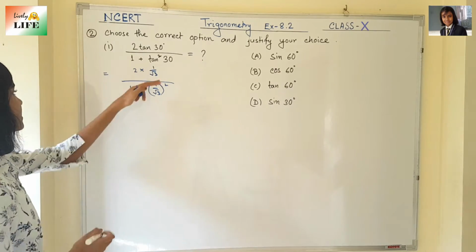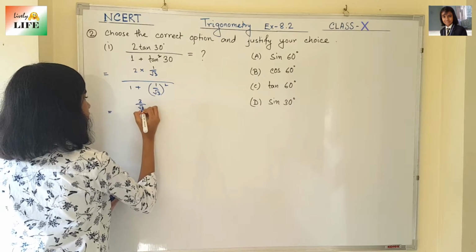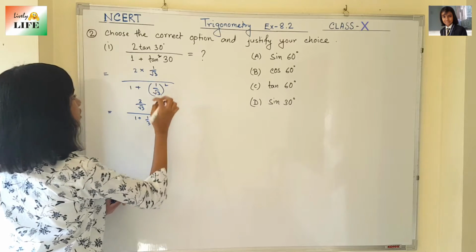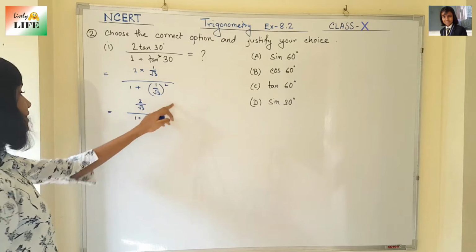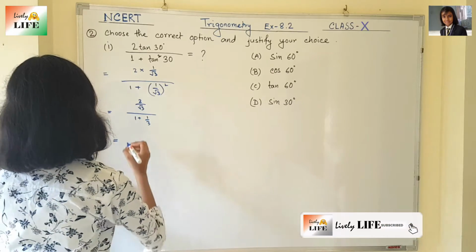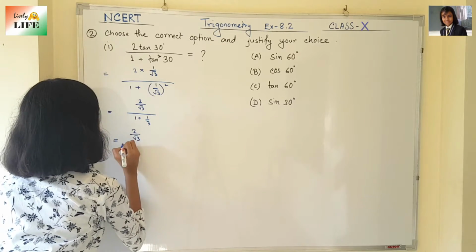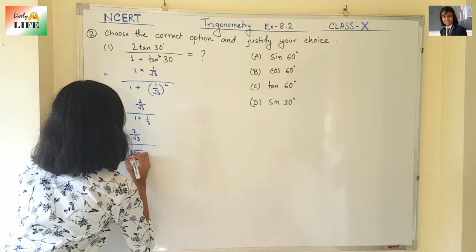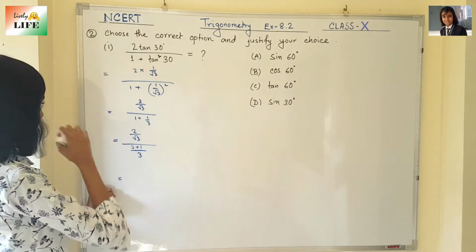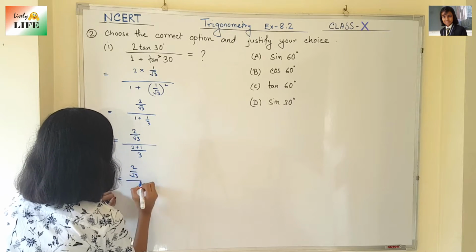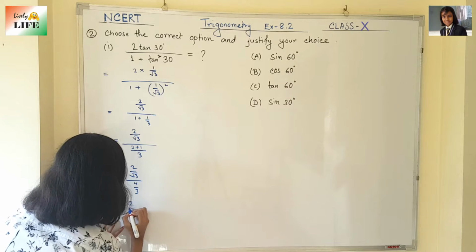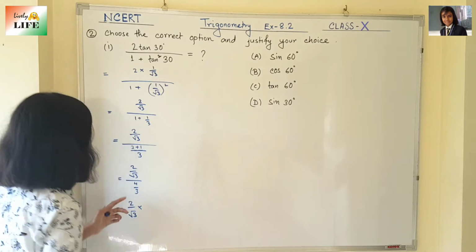Now what is it? It will be 2 by root 3 by 1 plus 1 by 3 because 1 square is 1 and root 3 square is 3. Root 3 into root 3 is 3. Now 2 by root 3 by, now let's do this one, 3 plus 1, 2 by root 3 by 4 by 3, right, equal to 2 by root 3 into 3 by 4.